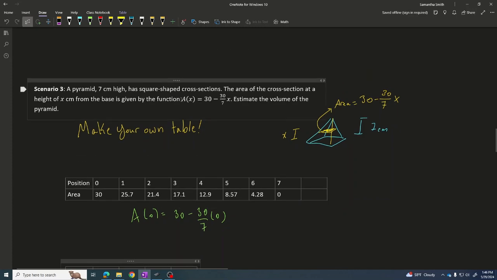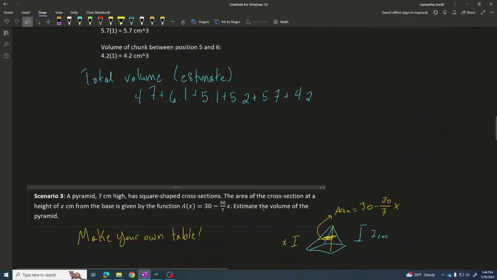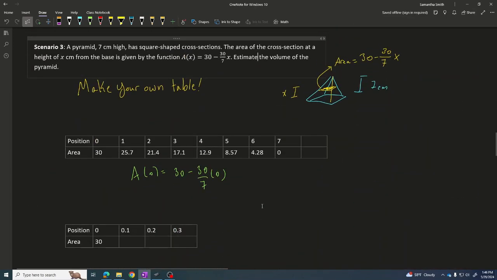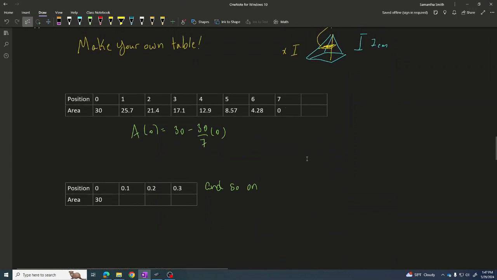When I am given a function that predicts the area instead of being given a table, I can make my own decisions about how much accuracy I want to achieve. Now, there are pros and cons to each of these options. Option number one is relatively fast. It requires us to do a relatively small number of calculations.